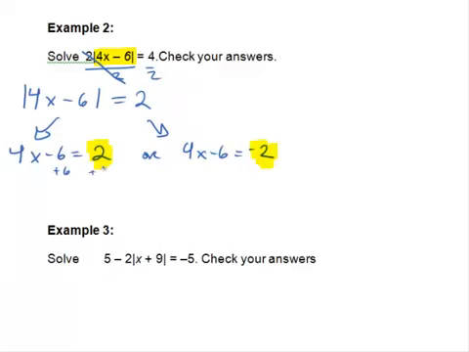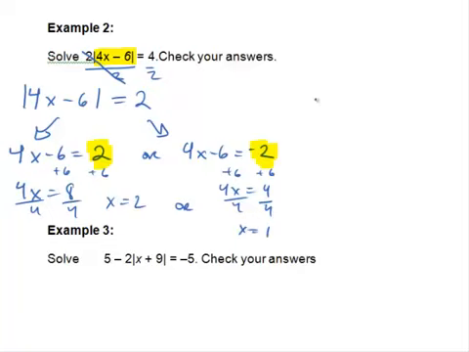So we add 6 to both sides. We get 4x equals 8. Divide both sides by 4. We'll have x equals 2. Or add 6. 4x equals 4. Divide by 4. x equals 1.